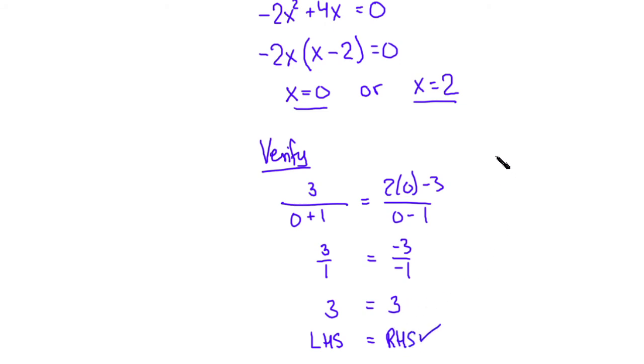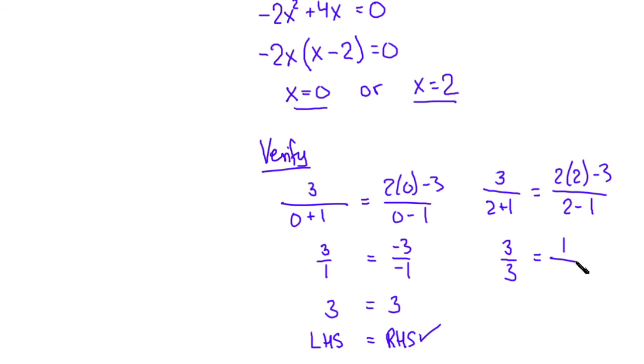Then we have to do the same thing with the second root, right? We have x equals 2. So we're going to do the same thing. It's going to be 3 over 2 plus 1. That's your left-hand side. Right-hand side is going to be 2 times 2 minus 3 over 2 minus 1. So over here we're going to get 3 over 3 on the left-hand side. 2 times 2 is 4, minus 1 is 1. 2 minus 1 is 1. Now 3 over 3 is just 1. 1 over 1 is also just 1. So again, left-hand side equals the right-hand side.